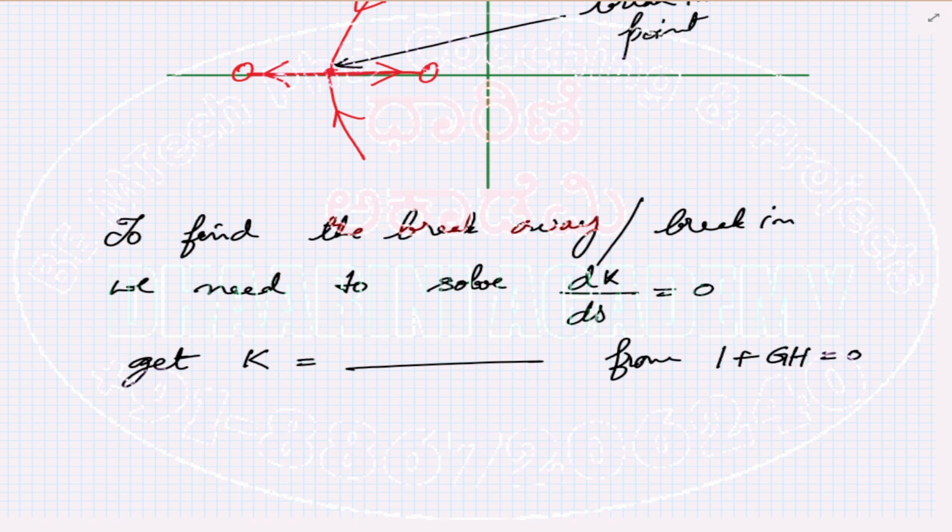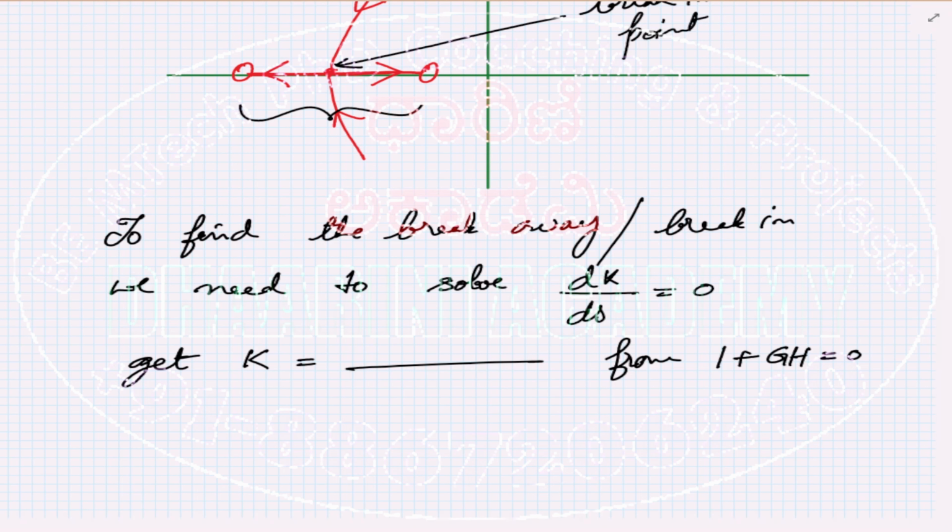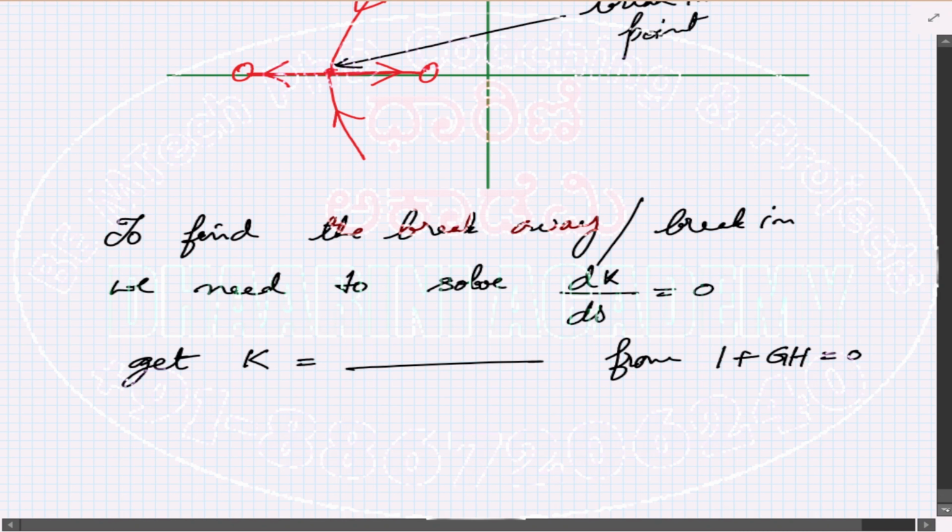There will be no k because k will vanish. k is what I got now. I have to perform dk by ds, and then I have to solve for the value of s. Whatever s comes, if you have multiple s values present, select the s which you are expecting, between the range, because I am expecting, like, between 1 and 2. So out of the multiple s values you got, select the appropriate one which falls under that case. All right, so that's how you get the breakaway or break-in point.